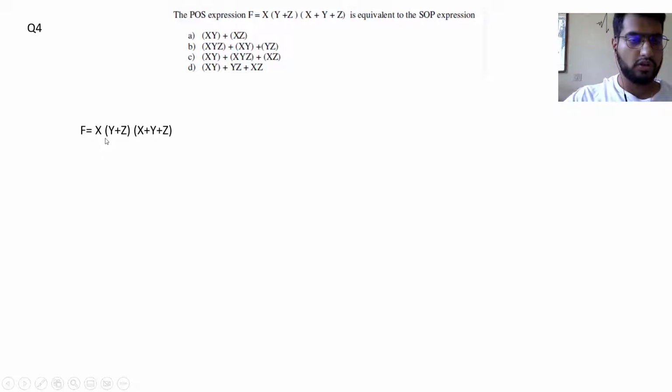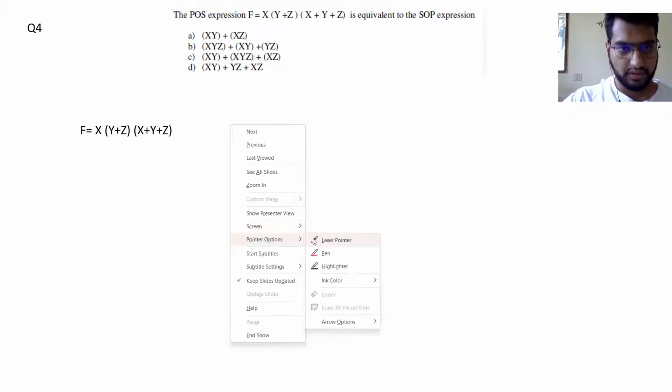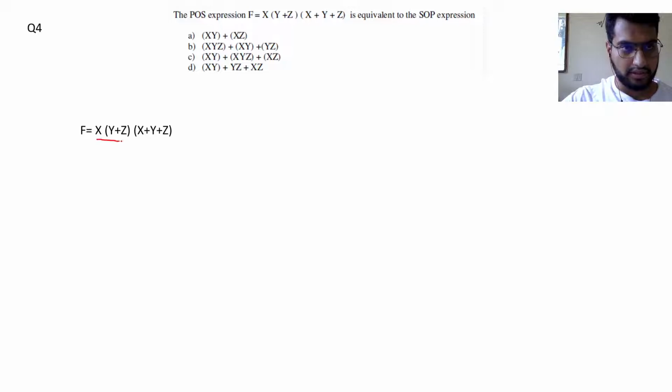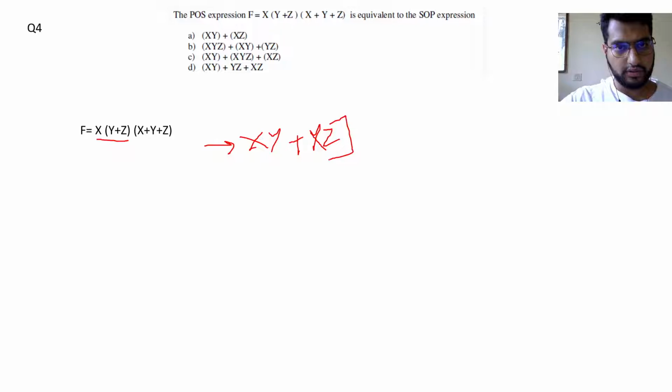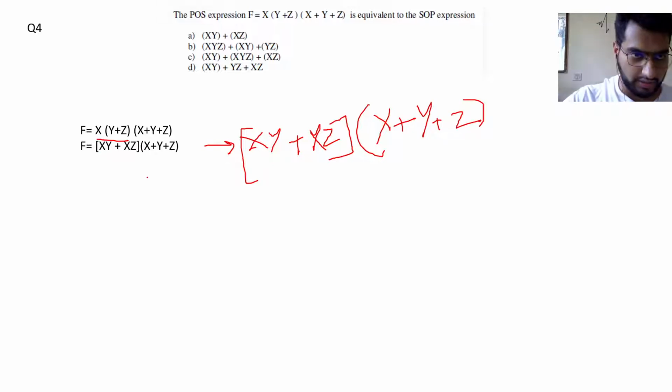So f is equal to x and y or z, and again x or y or z. What we will do is just multiply these two first. So it will reduce to xy with xz, and the whole term will end with x plus y plus z. So this is what I have written here.